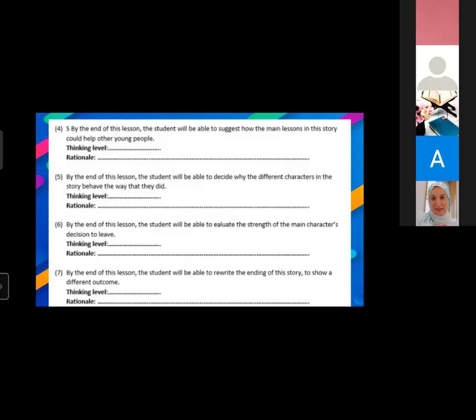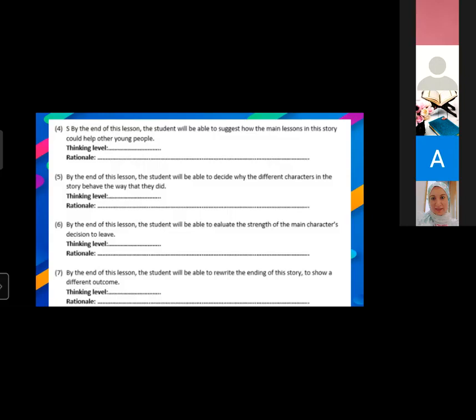It can be analyzing. If they decide the different characters, this is analyzing. If they decide why the different characters in the story behave the way that they did, so they express their opinion about each character, this is evaluating. Thank you. Great, my dear. Good. Great mentors, of course.